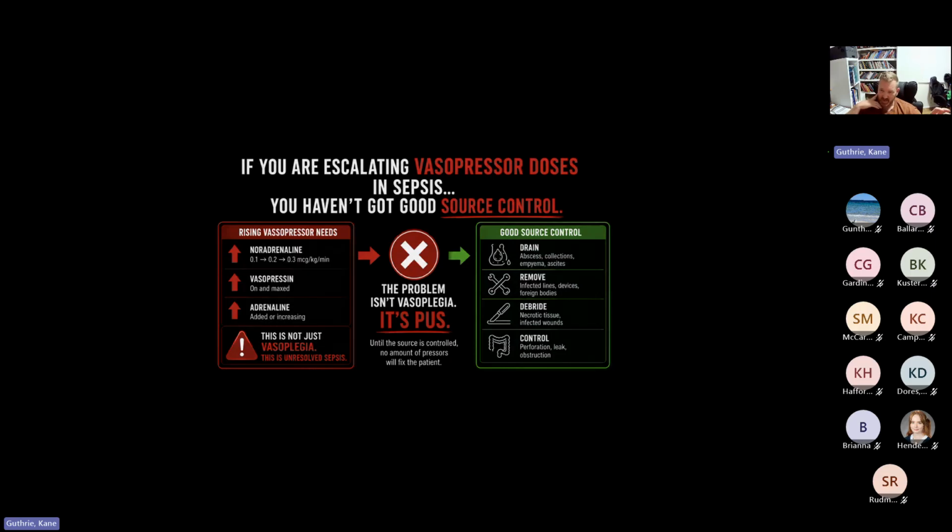So draining the abscesses, the collections, the empyemas or the ascites, removing those infected lines, devices or foreign bodies, debriding that necrotic tissue, infected wounds, and controlling perforation, leak and obstruction, and that is what will actually make a difference for these patients.